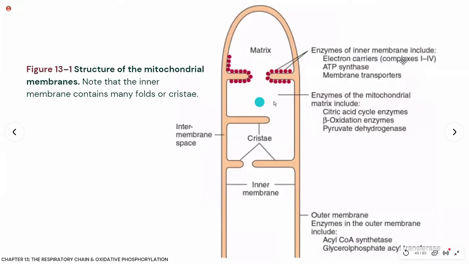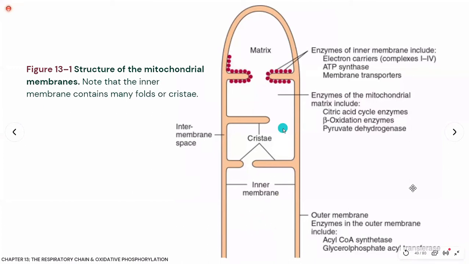The inside of your mitochondria here, this is known as the matrix. This matrix contains the enzymes for your Krebs cycle, or the citric acid cycle, beta oxidation, and your pyruvate dehydrogenase. Okay, so it is here. This is where you have your citric acid cycle, over here also.